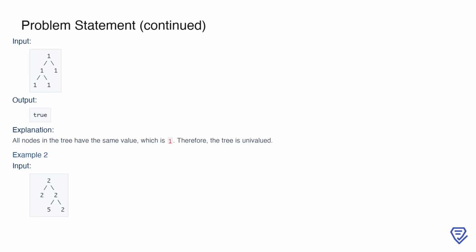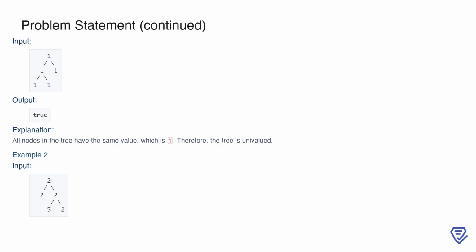Now let's go through some examples to clarify. In the first example, we're given a binary tree where the root node has a value of 1, and all of its child nodes, including the left and right subtrees, also have the value 1. Since every node in the tree shares the same value, the output in this case is true. This tree satisfies the univalued property because there are no nodes with differing values.